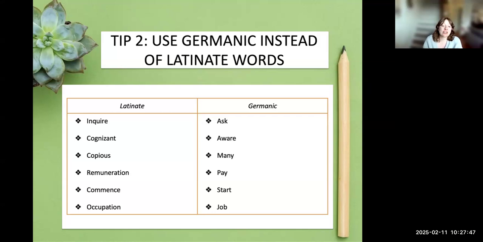And so this is actually a really easy way to edit your text and try to make it a little bit more approachable and a little bit simpler. And if you don't know intuitively what words are Germanic versus which are Latinate, that's fine. There's tons of resources online that will actually give you lists of equivalents, English Latinate versus English Germanic. And we are going to be providing some resources on that after the workshop.